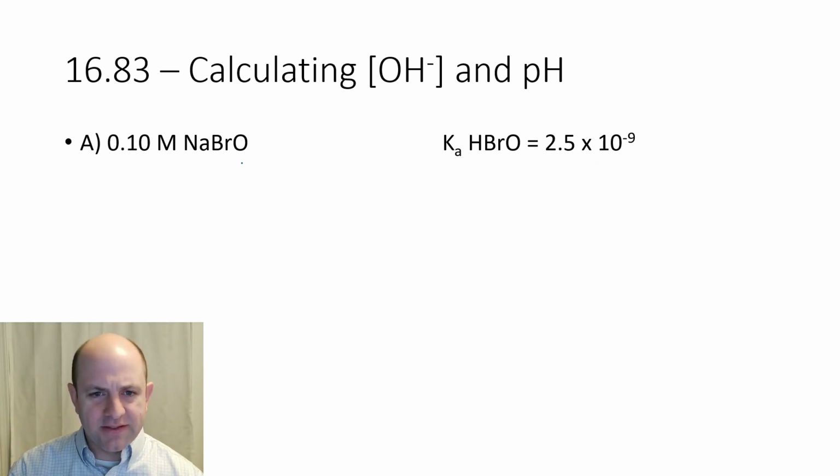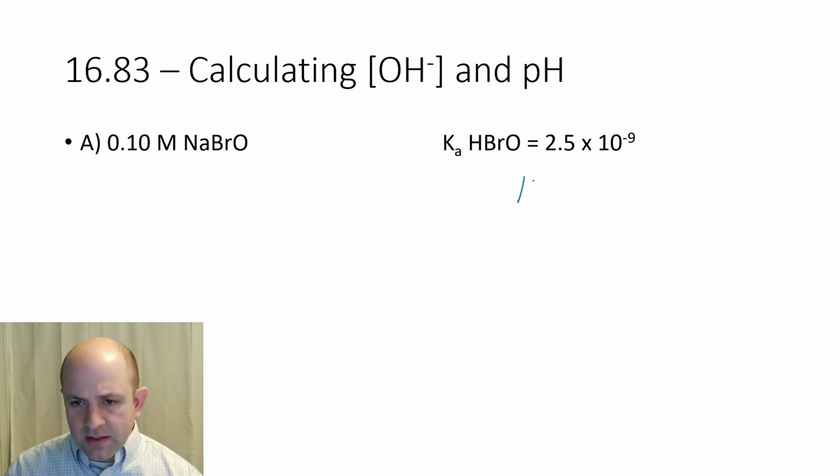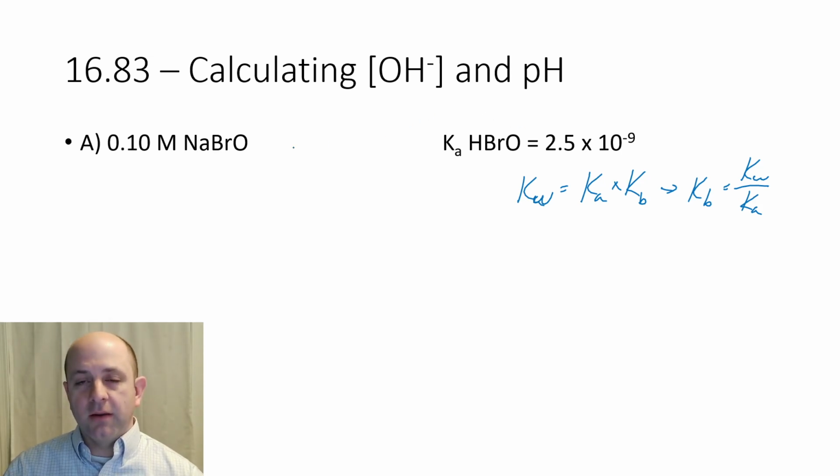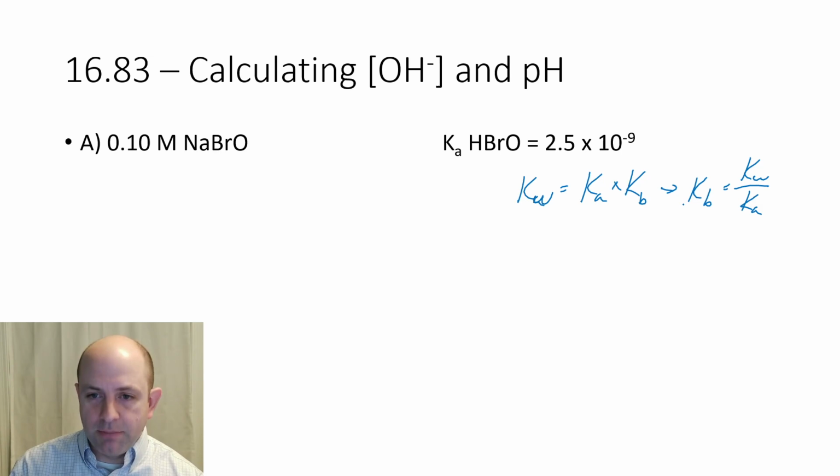You say, okay, but wait, that's not what I have. Remember that the key relationship here is that Kw must always be equal to Ka times Kb, which means, oh, we want to find Kb. That means Kb is equal to Kw divided by Ka. And so, oh, we know Kw, it's the 1 times 10 to the negative 14th. We have Ka for that acid. We were given it to us. And so that's how we can find the Kb of the conjugate base.